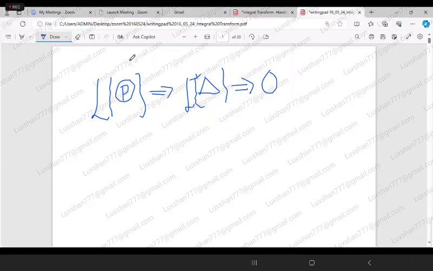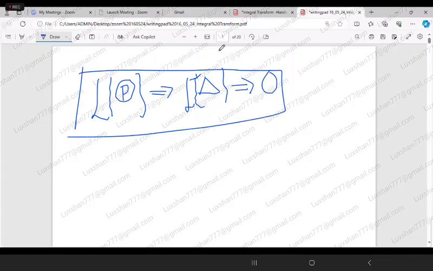So we first take the Laplace operation on both sides, then we convert that equation, then we take the inverse Laplace, and we get the solution for the original problem. So you can understand this process easily, no problem. Don't worry about that. We'll discuss one by one.